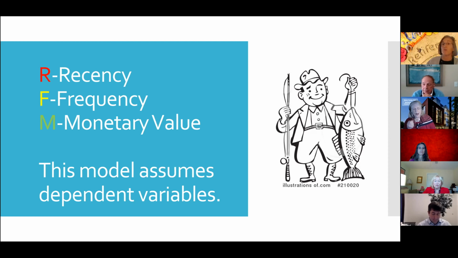How frequently do they donate? Are they a monthly donor? Are they a twice a year donor? Those are the next things that we look at. And then we're going to look at monetary value. So again, this model is building on itself because we're going to try and break down into segments the people who bought from you recently.